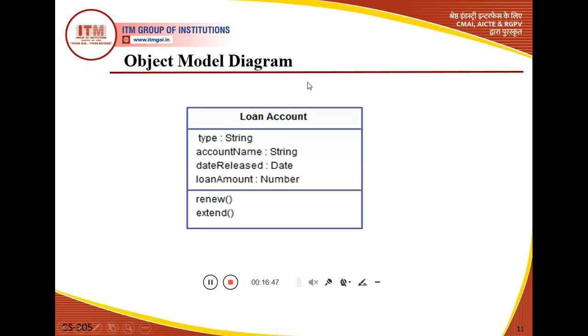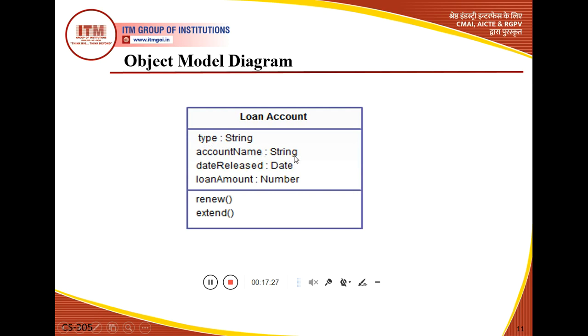Now how will we represent the object model in the form of a diagram? This is called an object diagram, and it will be used in the object model. Now there is the name, or we can say the class, of that particular object, like loan account, and loan account is the name of the class here. These are some data, or we can say the variables, that we use in this class, like loan type, which will be defined in the form of a string.